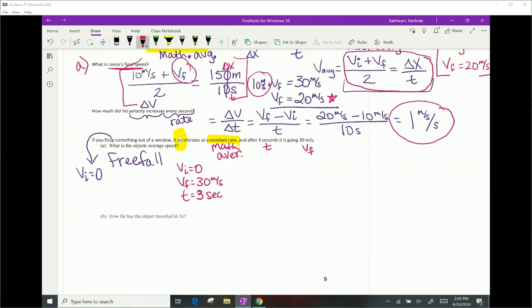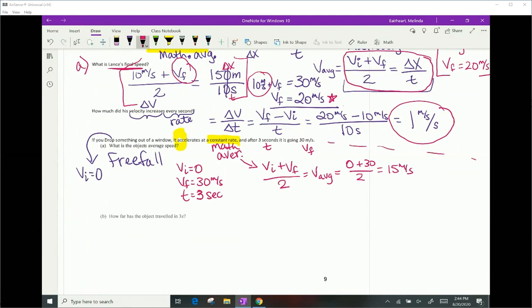Now, average speed: at this point, if you recognize the mathematical average, you don't need the time. So we can say 0 plus 30 divided by 2, and that's going to equal 15. A different 15 than before, okay? Just FYI, this is a new problem.